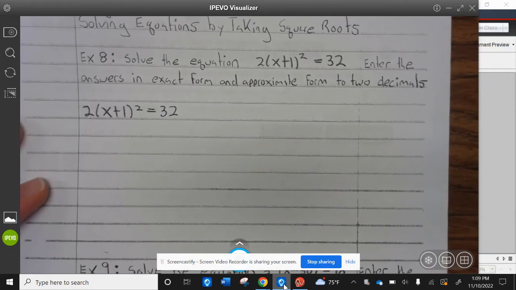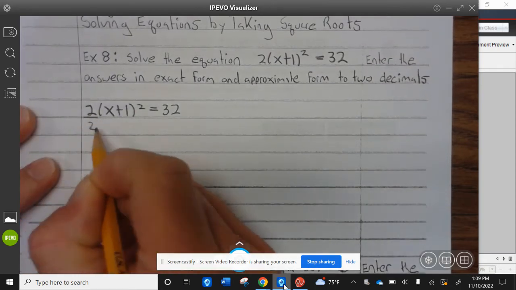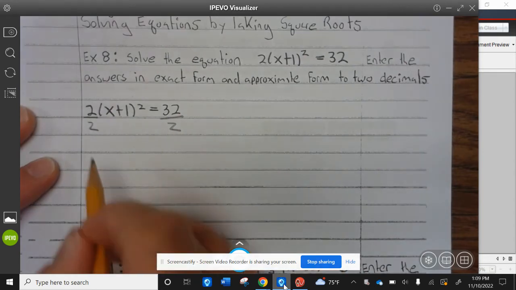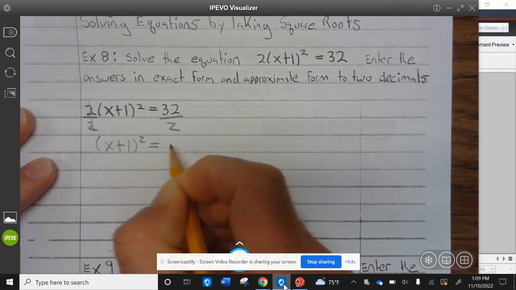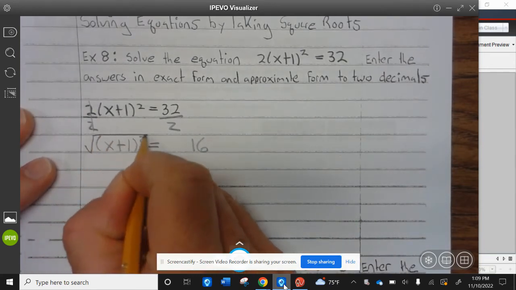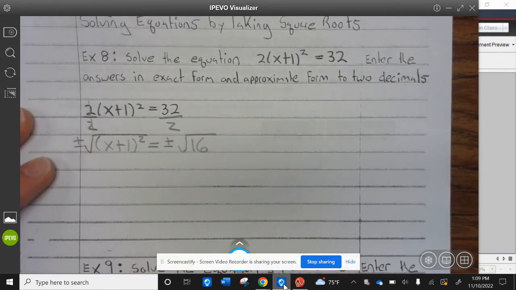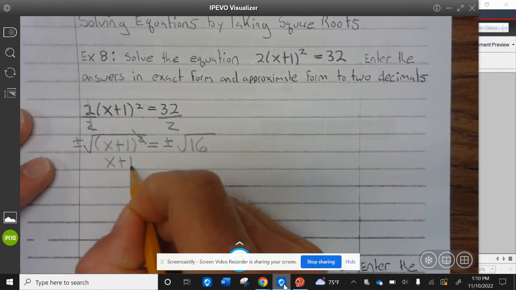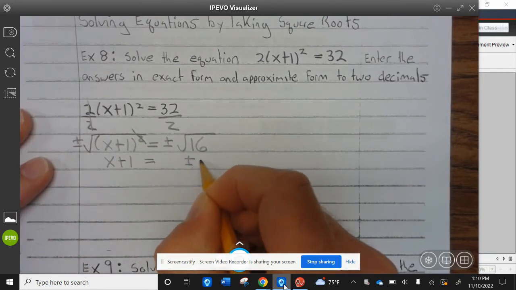All right, example 8. Solve the equation 2 times x plus 1 squared equals 32. And enter the answer in exact form and approximate form. So the first thing we're going to do is divide both sides by 2. That divides to 1. You get x plus 1 squared equals 16. We're going to take the square root of both sides. Remember, plus or minus. So that cancels. You get x plus 1 equals, square root of 16 is 4, so that's plus or minus 4.